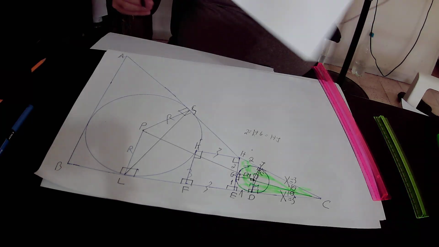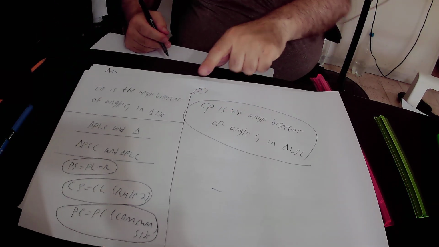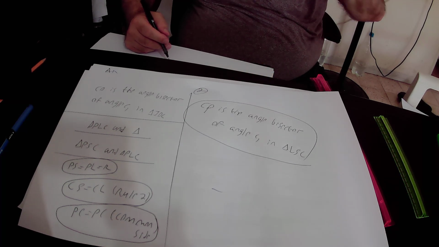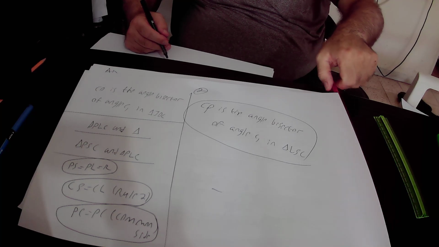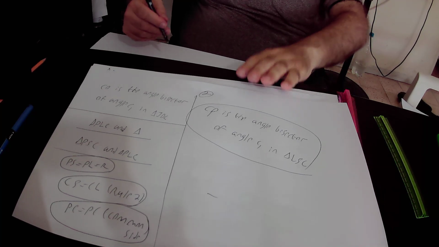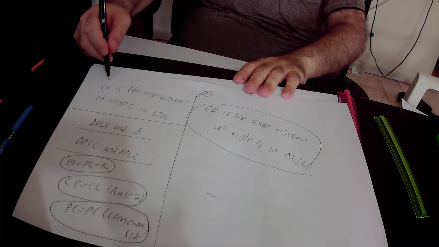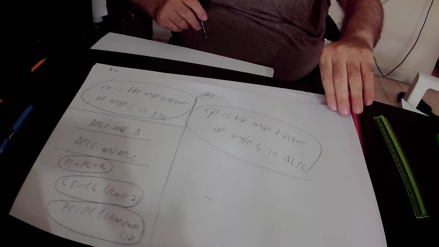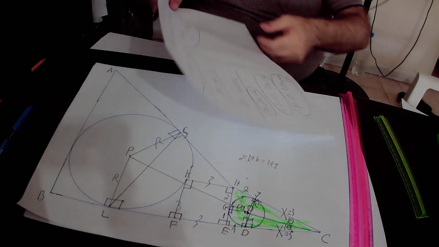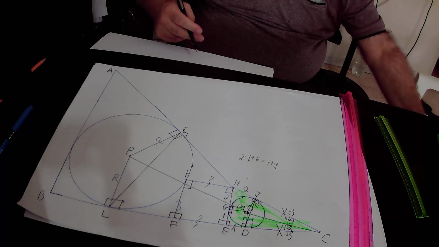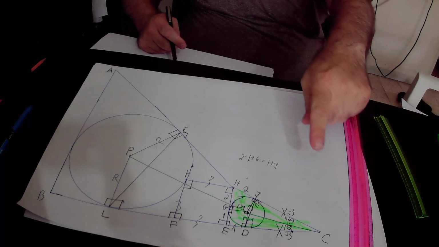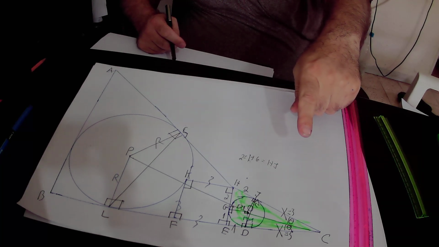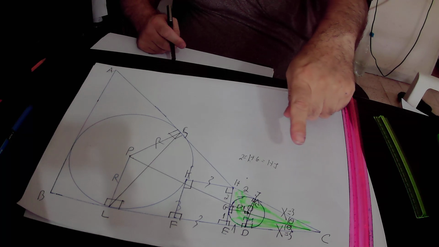Again, CP is the angle bisector of angle C in triangle LSC. It bisects angle C into two halves, theta and theta. So actually, we found out that angle C has two angle bisectors, CO and CP. In the next step, we'll prove that CO passes through point P.